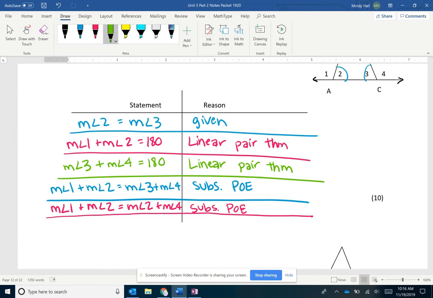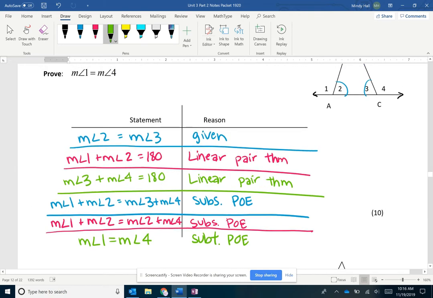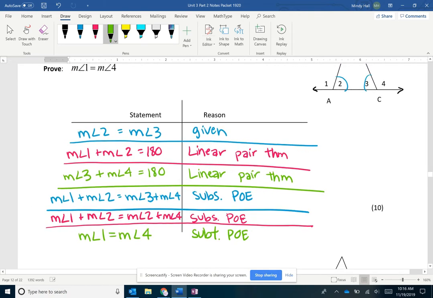But when you do that, then you can subtract and you get that the measure of angle 1 equals the measure of angle 4 because of the subtraction property of equality. And if you notice from what we're trying to prove, we don't have to say they're congruent, we just have to say they are equal to each other. And again, if you have extra steps on the test, it's totally fine. It's not that it's wrong, it's just that we're trying to give you the minimum number you should have.